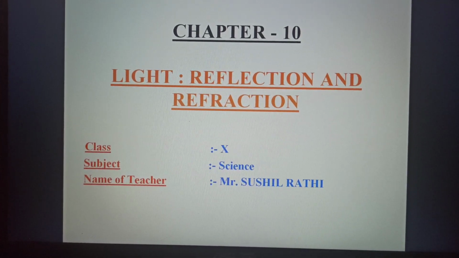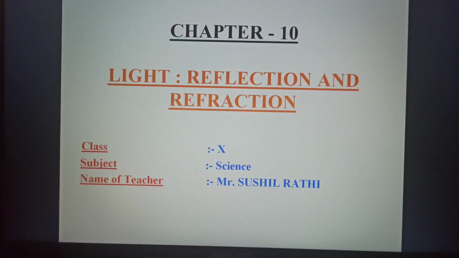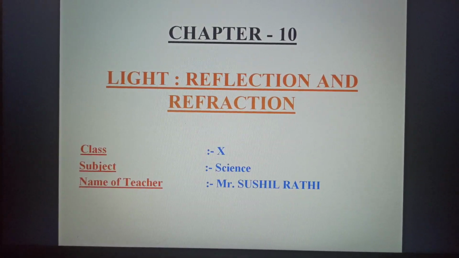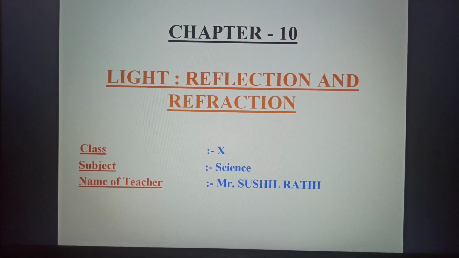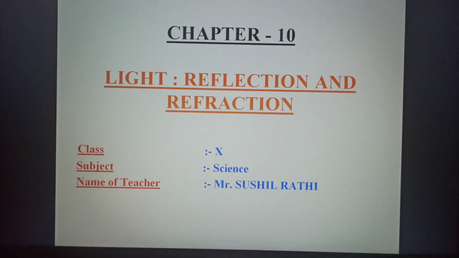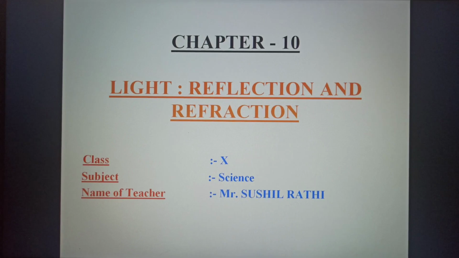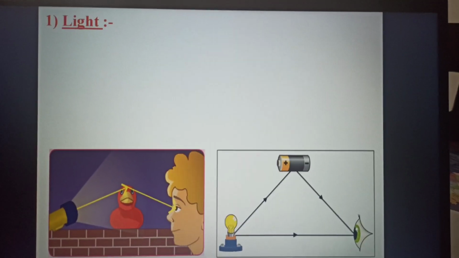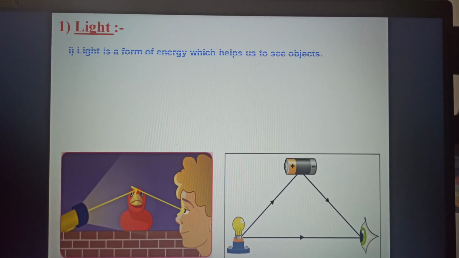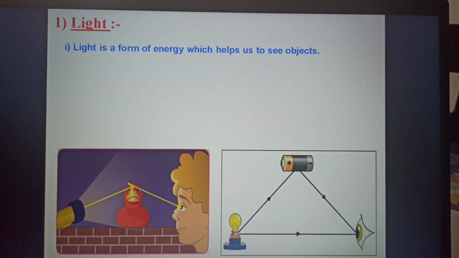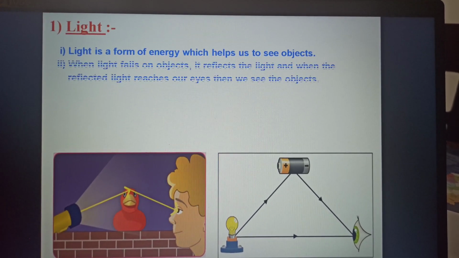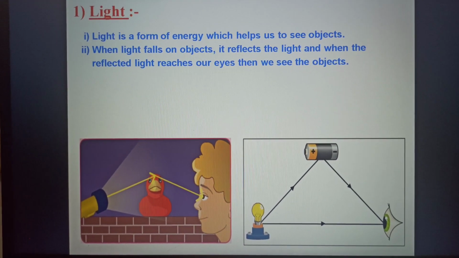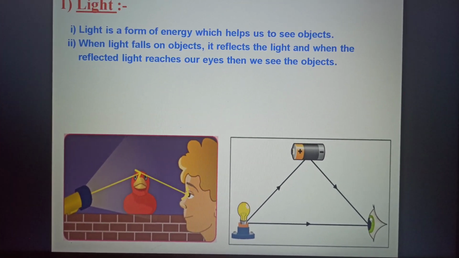So can I build a definition that light is a form of energy that enables us to see the things around us? Do I need to learn it by heart? Please understand. So let's see what is light. Light is a form of energy that helps us to see objects. When light falls on an object, it reflects the light, and when the reflected light reaches our eyes, that is how we see the object.